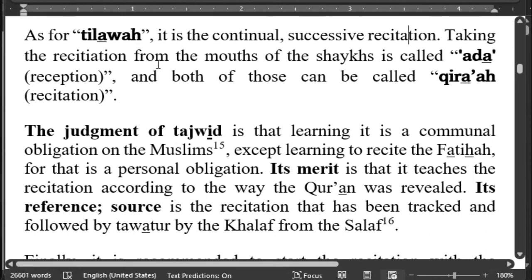Taking the recitation from the mouths of the sheikhs is called ada. That's reception. And both of these, the tilawah and the ada, can be called qira'ah, recitation.